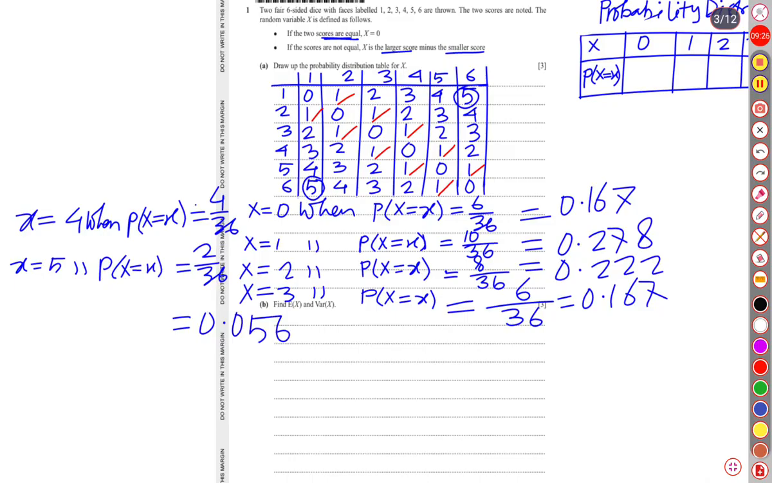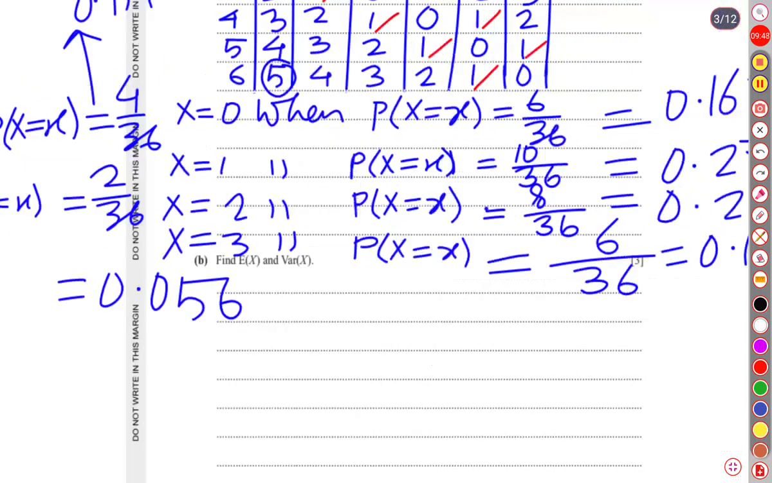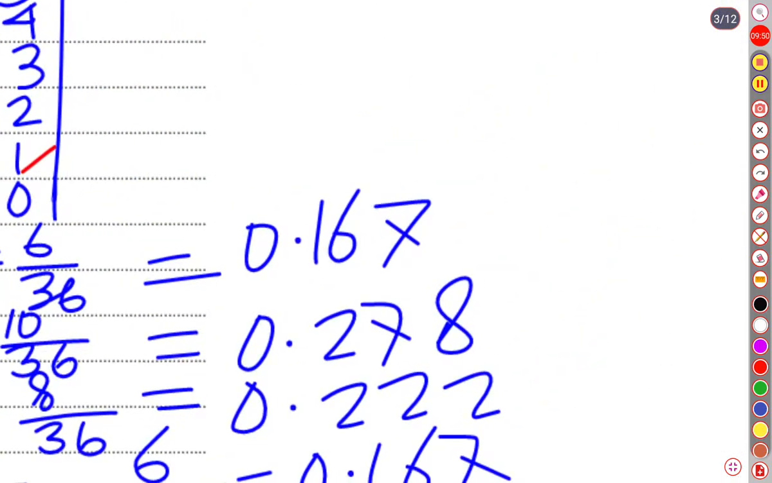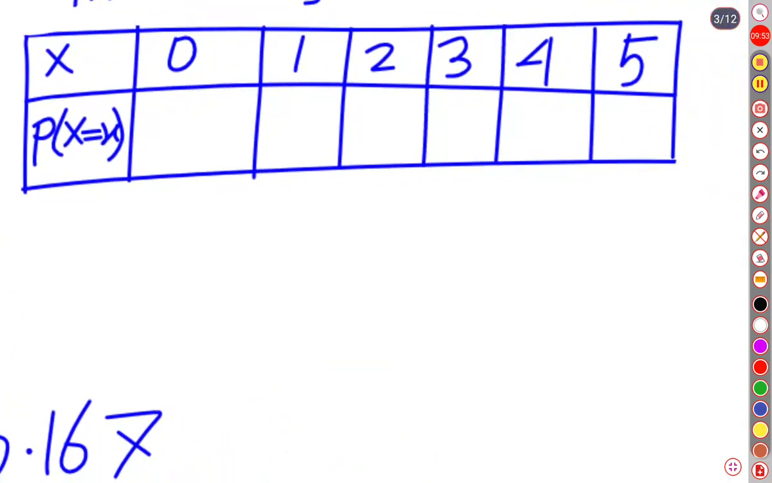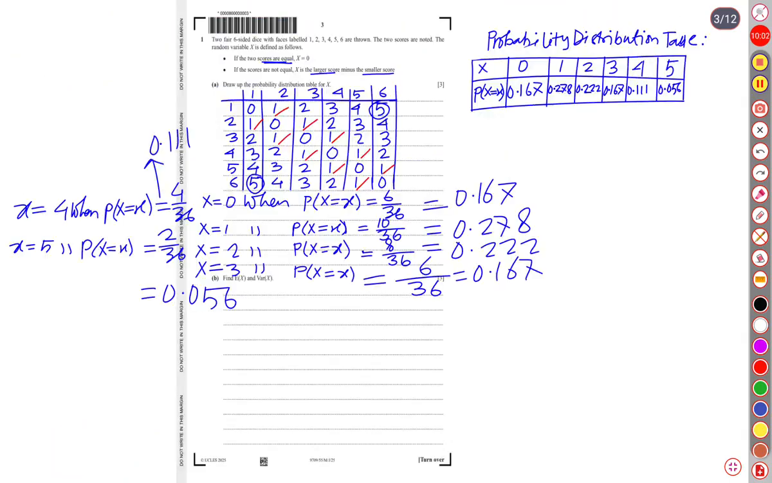And when the probability is 4 over 36, it is going to be 0.111. So we will just insert these values in our box. Let's start writing there. The first three probabilities are 0.167, 0.278, 0.167, 0.167. So this is our probability distribution table of these 6 values of x.